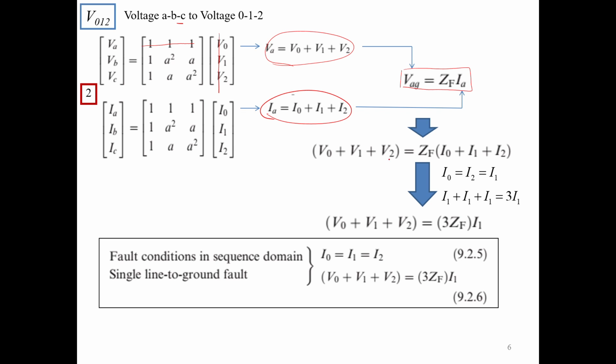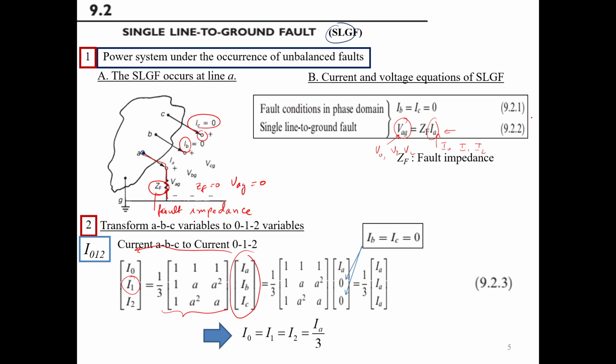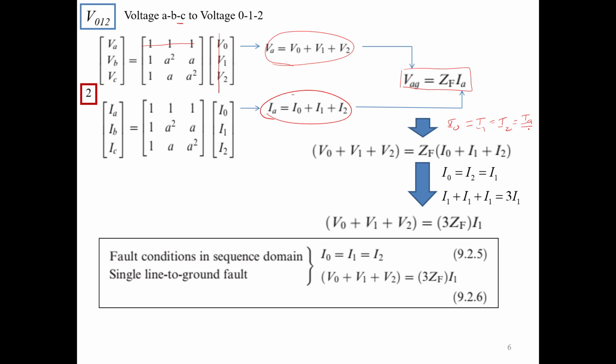What you can see here is that VA, which is the sum of all the sequence voltages, is equal to ZF times the sum of all the sequence currents. Now you see that from earlier analysis, I0, I1, and I2 are the same. These three are the same because I0 equals I1 equals I2, which is equal to IA divided by 3.